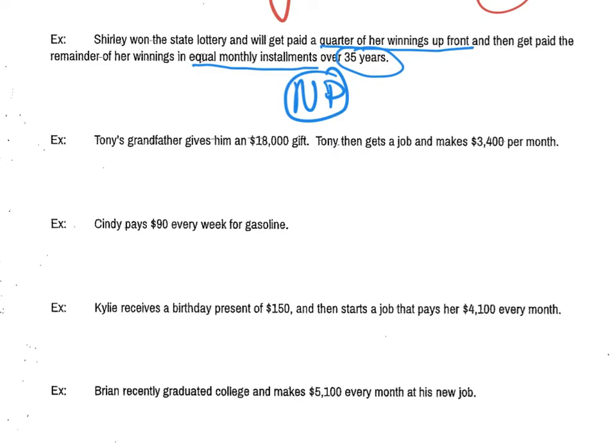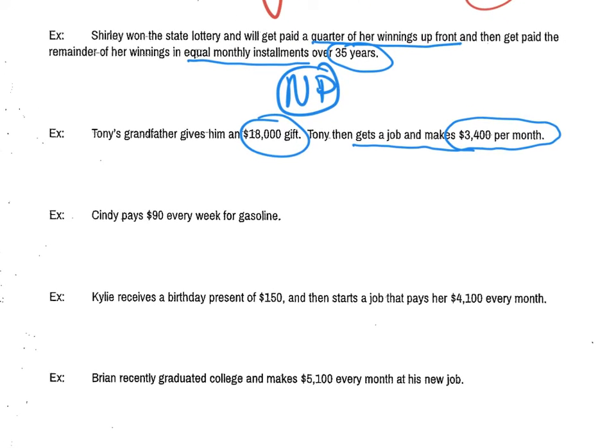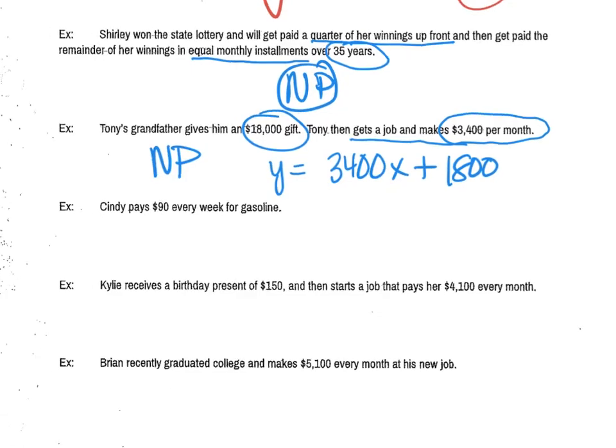Okay, what about this one: Tony's grandfather gives him an $18,000 gift. Tony then gets a job and makes $3,400 per month. Non-proportional, because that would really look like 3,400x plus the $18,000 gift. You can make an equation out of that one.